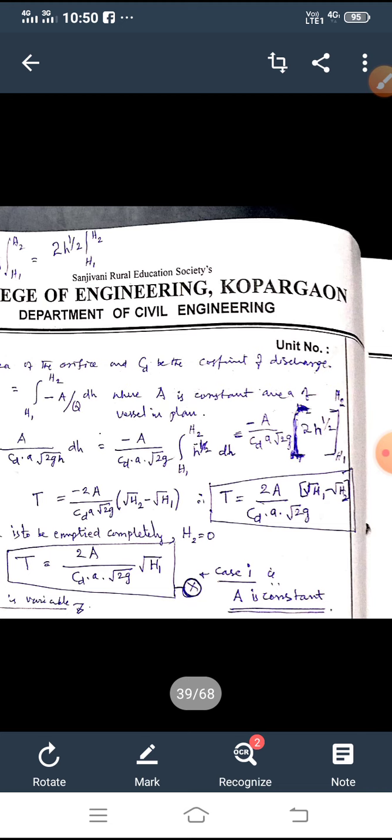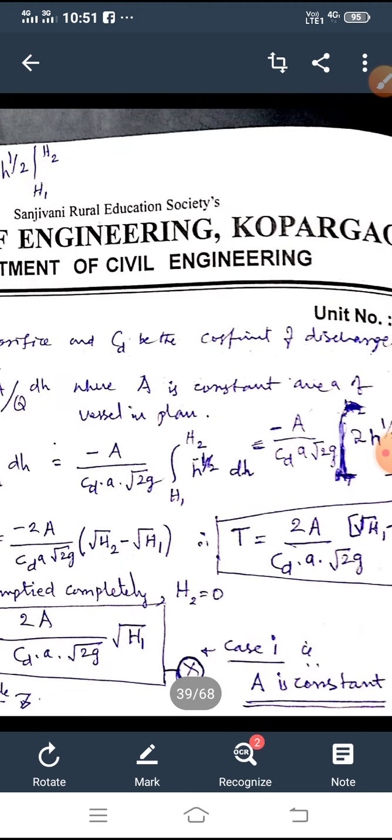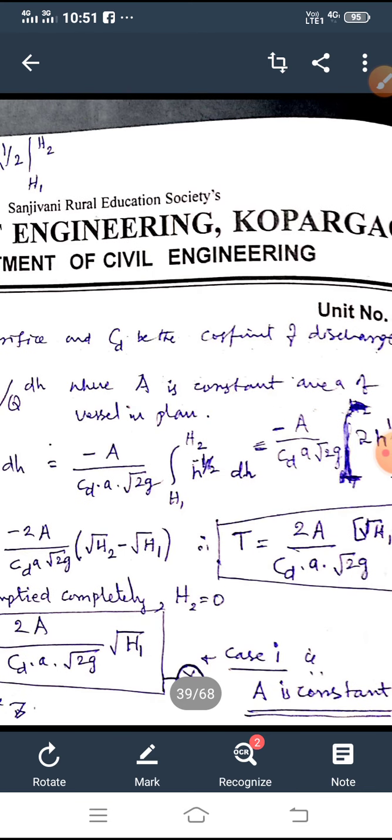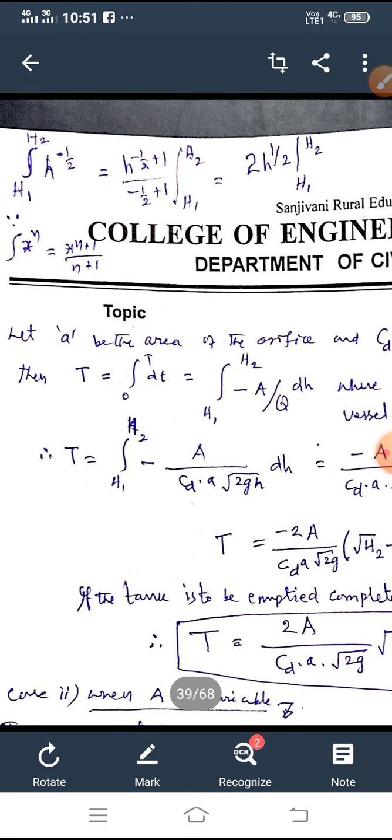Suppose in the same derivation it is asked that the tank is to be completely emptied, then what is the value of H2? H2 will be equal to 0 because it is completely emptied. Therefore, T becomes very simple: 2A divided by Cd small a root 2g, multiplied by root H1.